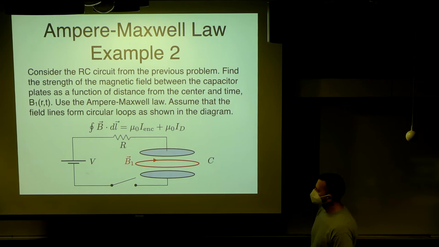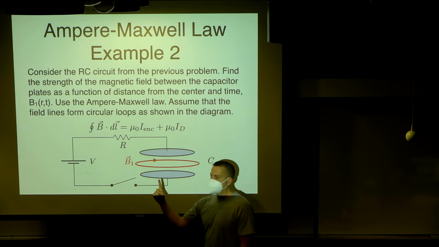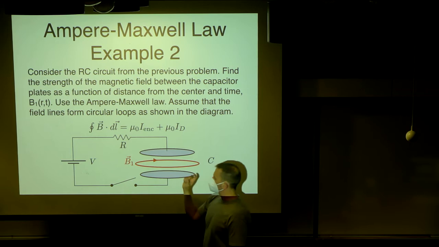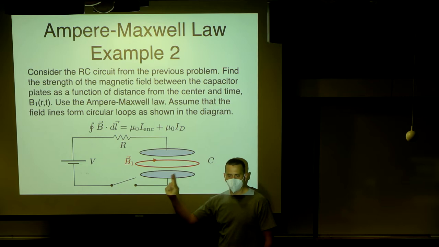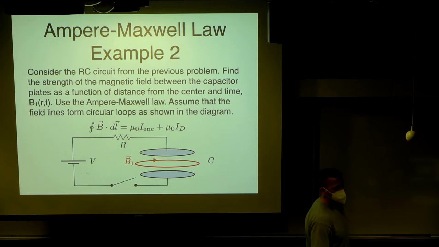Now there's one little piece to this, which I just have to tell you, that I'm not going to be able to prove rigorously here. We know that B field lines around actual currents form loops. Same for this so-called displacement current. The B field around it is going to be forming a nice little circular loop like this around the displacement current. So that's all we need to know to apply the Ampere-Maxwell law to find the B field produced by this so-called displacement current.